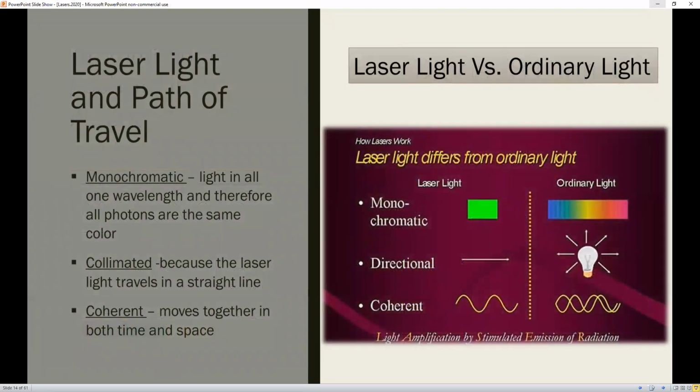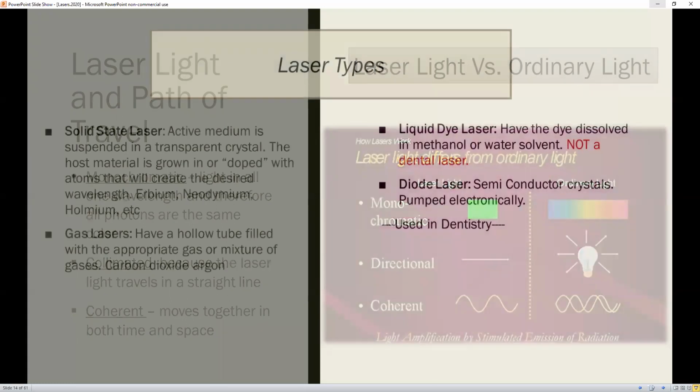So lasers have 3 distinct characteristics that distinguish them from ordinary light. The monochromatic, okay, that's the light is all one wavelength and therefore all the photons are the same color. Or you've got collimated because the laser lights travel in a straight line versus the multi-directional. And it's coherent, which means that all light waves move in phase together in both time as well as space. So you have monochromatic, collimated, and coherent.